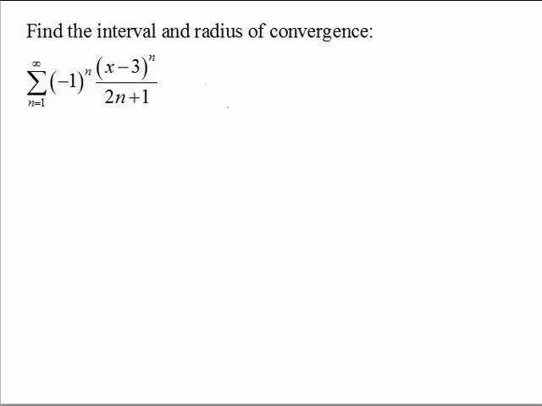So here we have a power series and we're looking for the interval and radius of convergence. So we're going to use the ratio test. We're going to take the limit as n goes to infinity of, we want the n plus 1 term, and we can ignore this negative 1 to the n because inside the absolute value signs that would disappear.